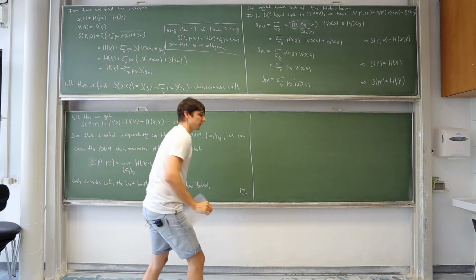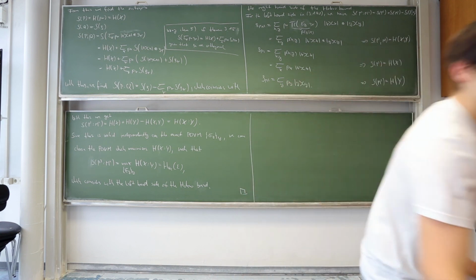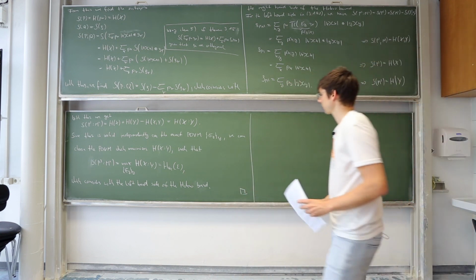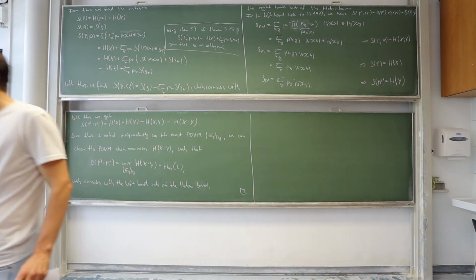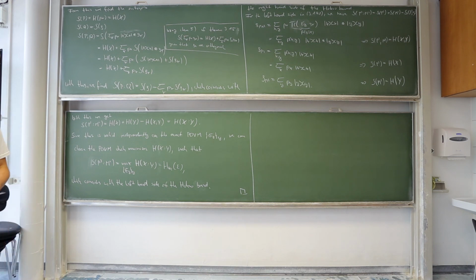And this then finishes the proof. Okay, so we have now finished our proof of the Holevo bound, since we have seen both sides can be represented as shown in this statement of the theorem.